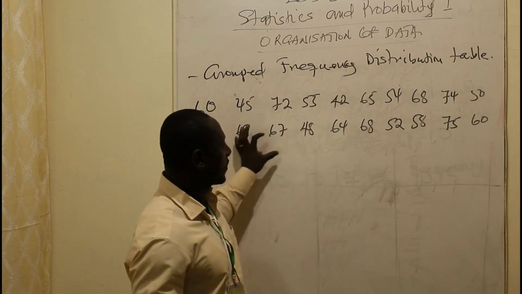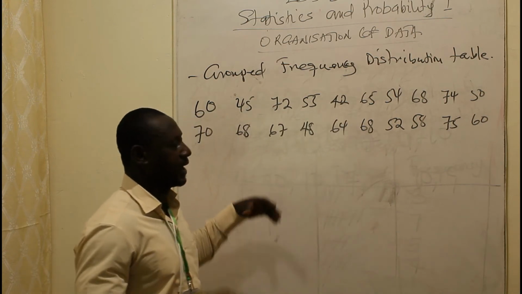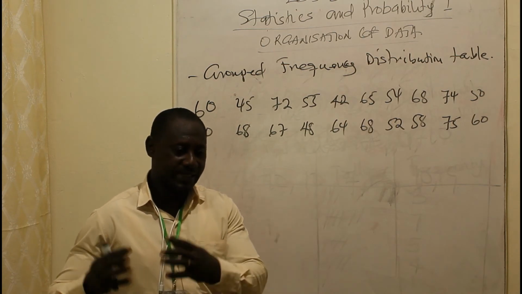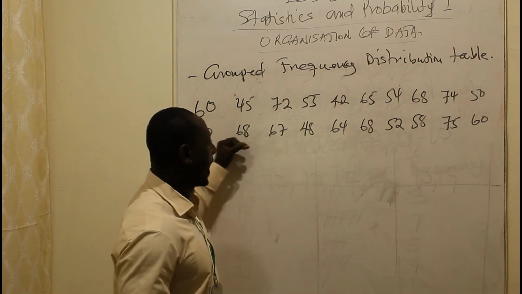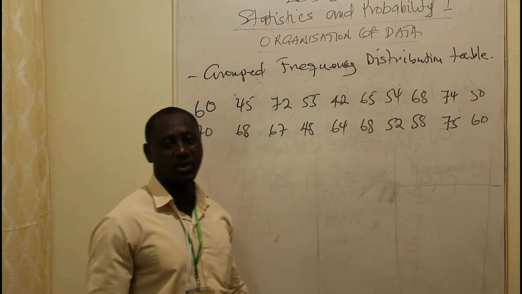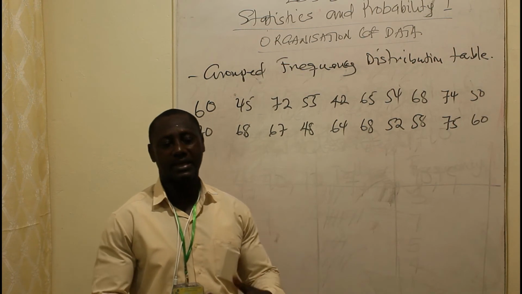You will notice that when you go to the data values, they are widespread. They are not as close as the one we just did. Okay? And so in order to capture them, there is the need for us to go for what we call the class intervals.